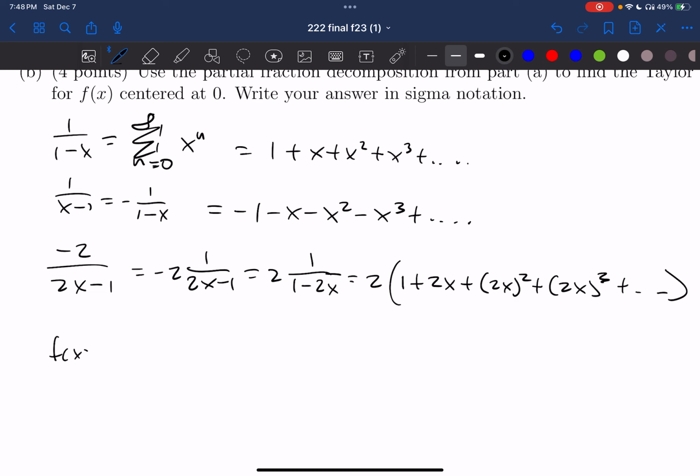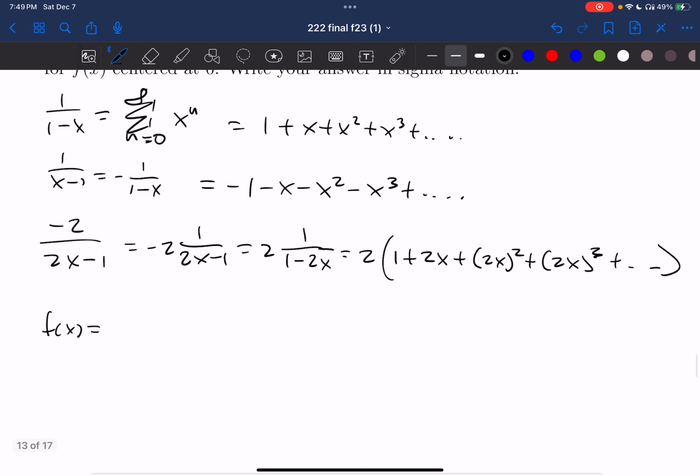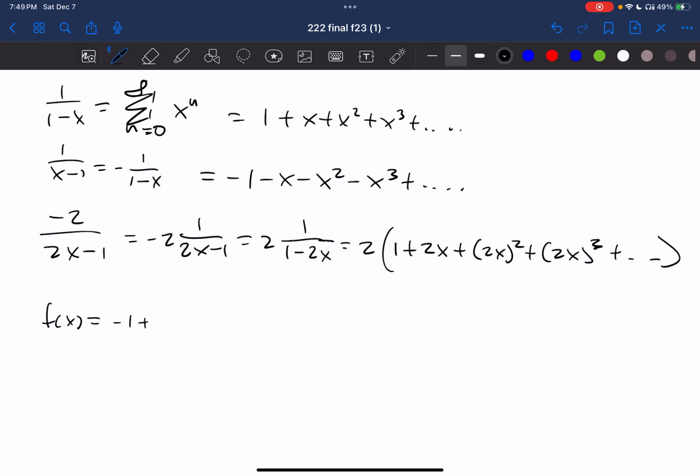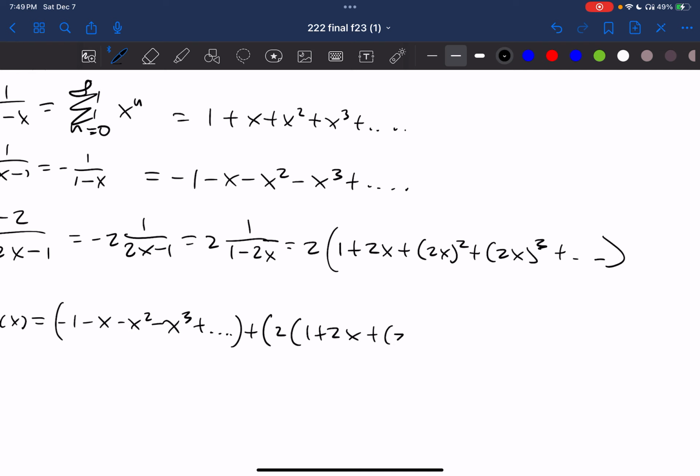So f of x will be equal to negative 1 minus x squared minus x to the 3rd power. This entire thing plus, actually we need to write it plus dot dot dot, so on. Alright, plus 2 times 1 plus 2x plus 2x squared plus 2x to the 3rd power plus dot dot dot, so on.